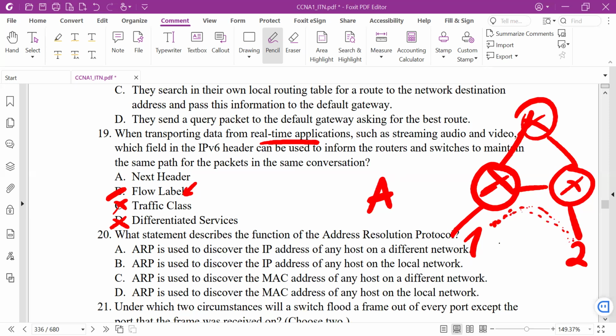Maybe at that given time, that is the best path which is being chosen by the router. But some packets may arrive from here, because at a given instant, that is probably the best path which I choose as the router.